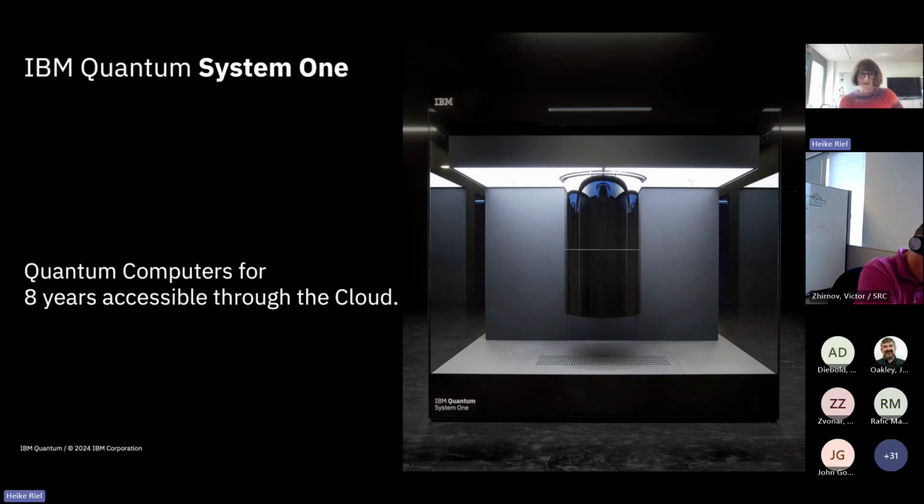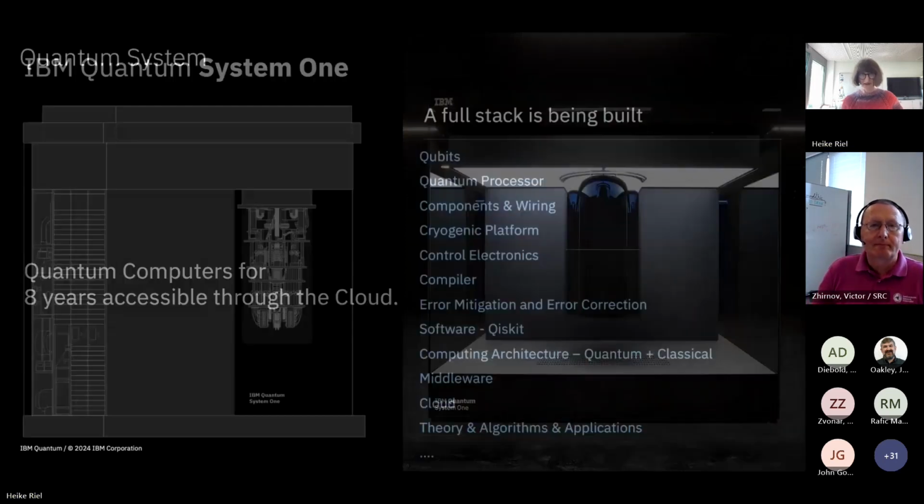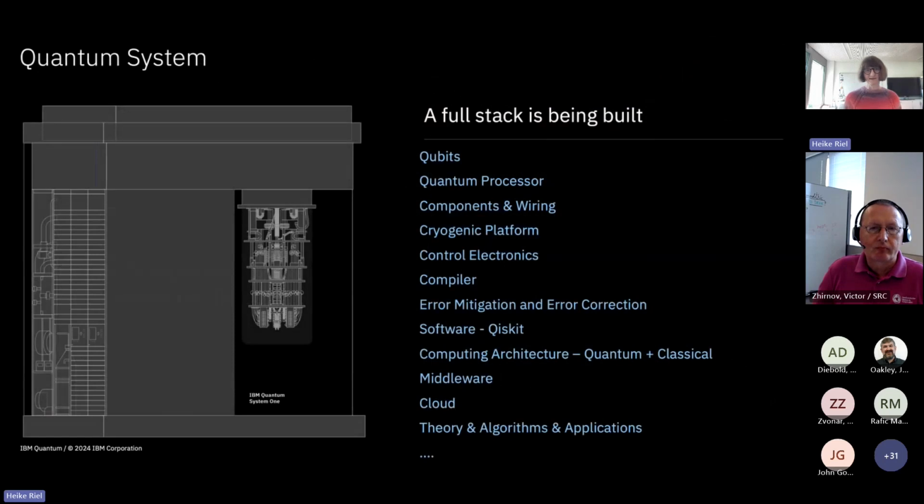This is the IBM Quantum System 1, which we have built, and 8 years ago we actually made the first quantum computer accessible through the cloud. Meanwhile, there are lots of users who work on advancing and accelerating quantum algorithms and quantum software, making it easier to program quantum computers, etc. And of course, the full stack is also being built, what you see here.